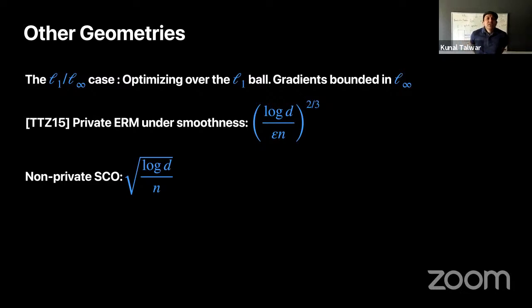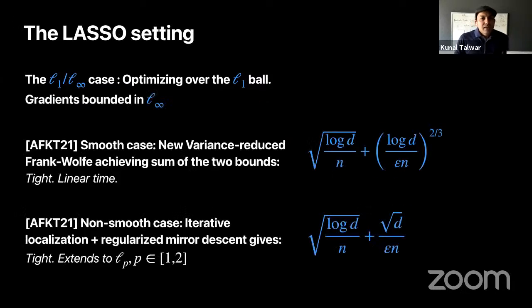And this problem has also been studied. A while back, with Abhijit Thakurta and Li Zhang, we showed that the ERM question has excess privacy cost roughly log d over epsilon n to the 2/3. And as in the L2 case, for just the SCO part, you pay square root log d over n. Once again, you can ask the same question: is the larger of these two achievable? In fact, what we showed in this paper at ICML last week is that in the smooth case, you can actually achieve the sum of those two lower bounds.